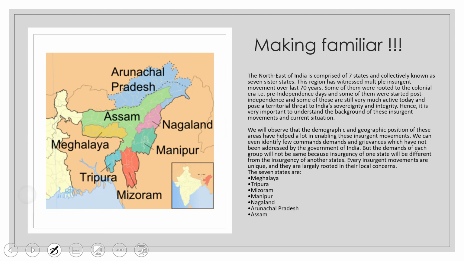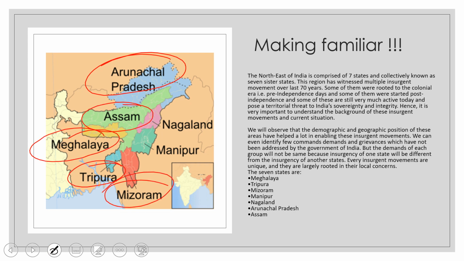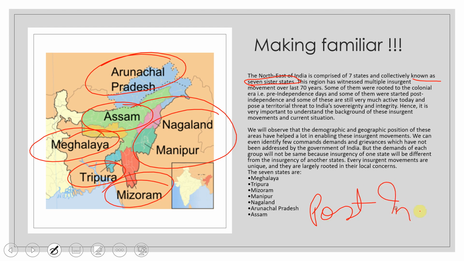How many states? 7 states. Which are the 7 states? Arunachal Pradesh, Assam, Meghalaya, Tripura, Mizoram and Nagaland. The northeastern states of India are collectively 7 states, known as the 7 sister states of India. This region has witnessed multiple insurgent movements over the last 70 years, and some of them were rooted in the colonial era. So it is not the case that these issues emerged only after independence.